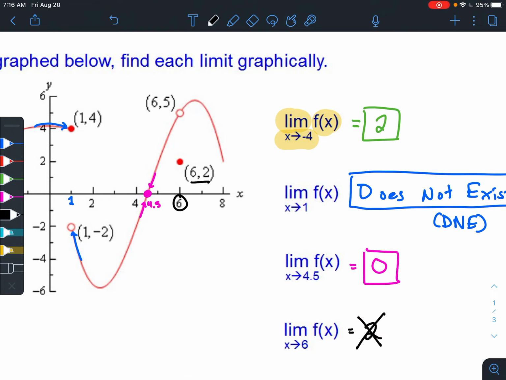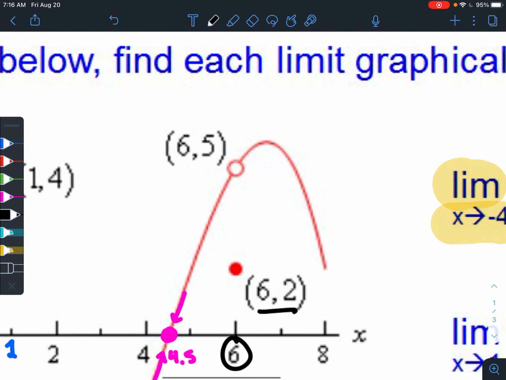So again, I don't care what the actual y value is at the exact x value. I care about what you're getting close to as you get close to the x value when we're talking about limits. So I need to take a look at the function as I'm coming in from the left-hand side and the right-hand side of this guy. We can see that we're getting very, very close to a y value of 5. Even though that's a hole, and even though the function is actually defined at 6 to be the number 2, we don't care about that.